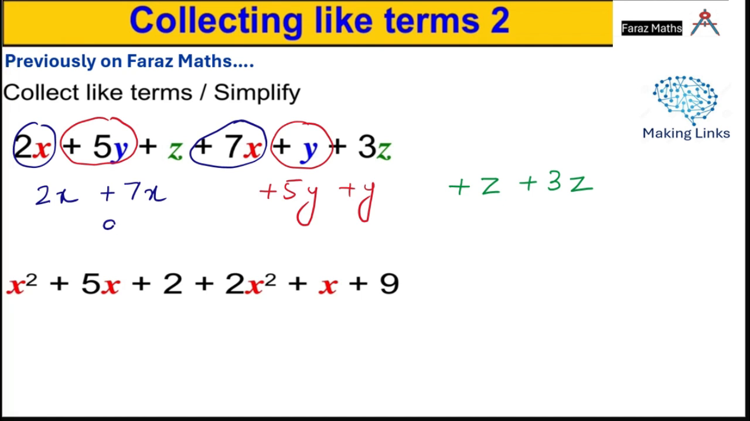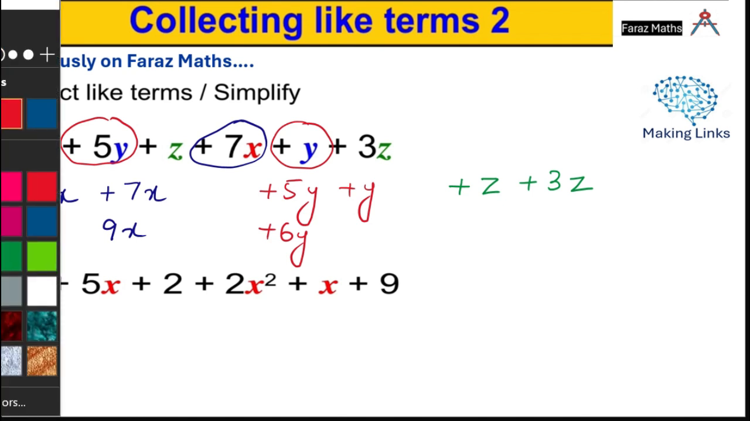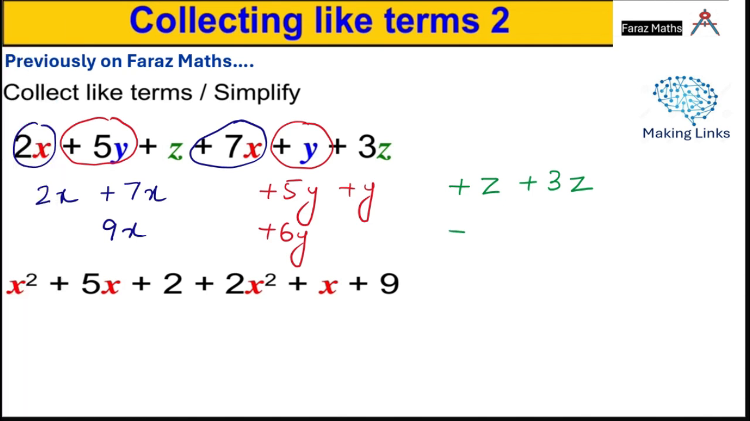So if we add them together, 2x plus 7x, 9x, plus 5y plus y, plus 6y, and plus z plus 3z, that is plus 4z. So we can simply write it in this way, 9x plus 6y plus 4z. That's our final answer, 9x plus 6y plus 4z.